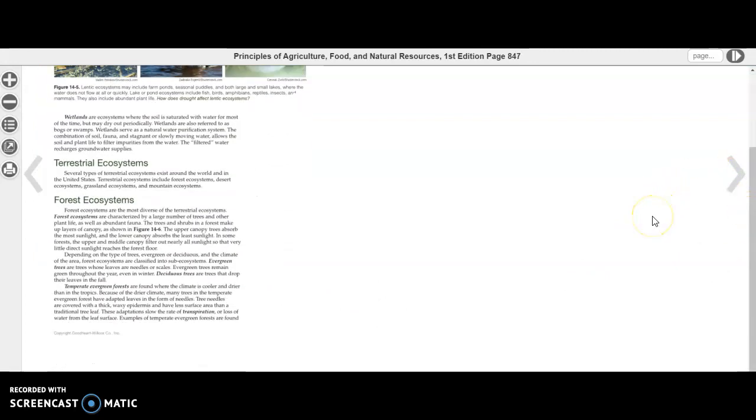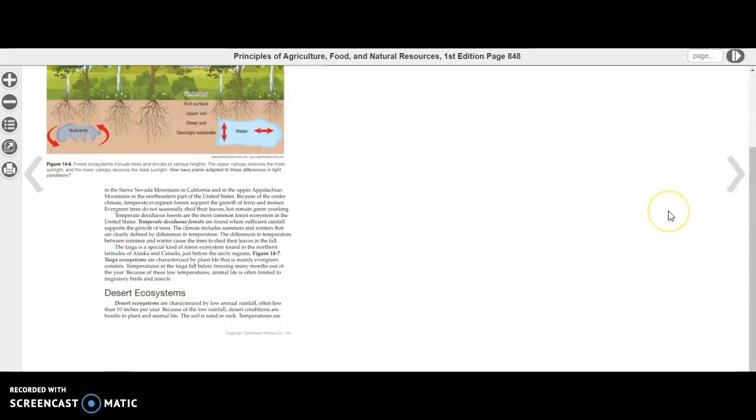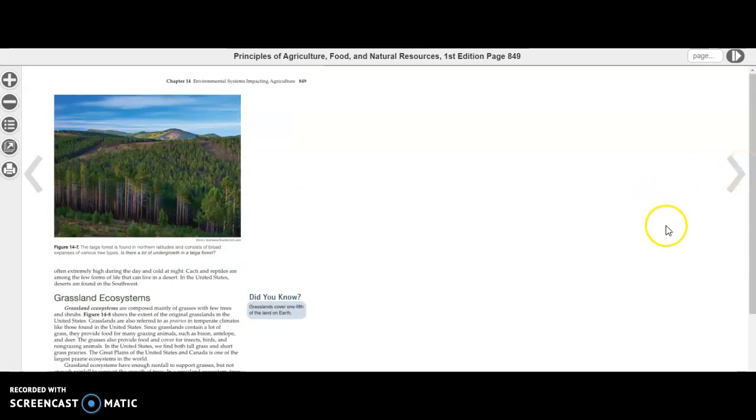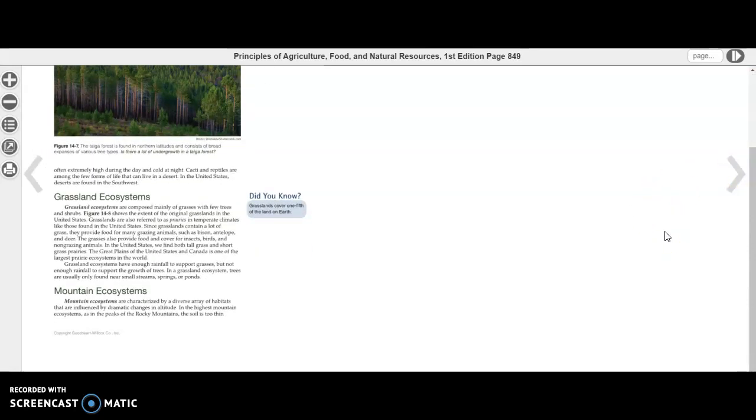We already talked about the terrestrial ecosystems, so remember you have your forest ecosystems. I'm not going to go through those again, just because we've already talked about this, but feel free to pause the video. You can read through it on your own if you would like. So your forest ecosystems, you have your desert ecosystems, grasslands, mountains.